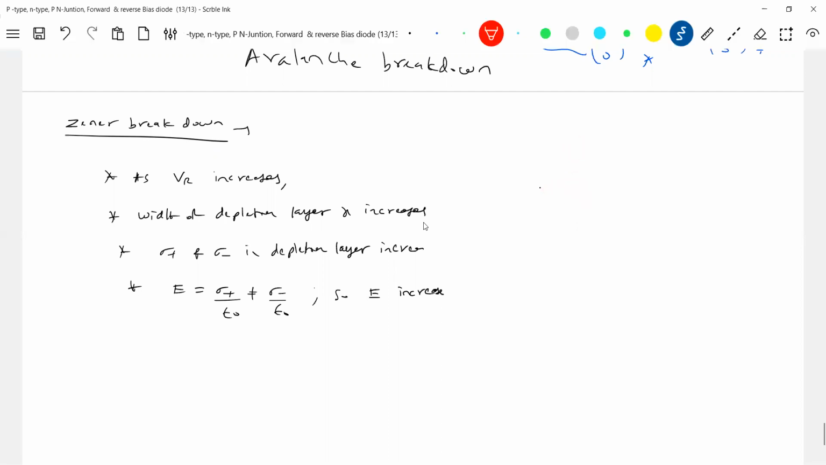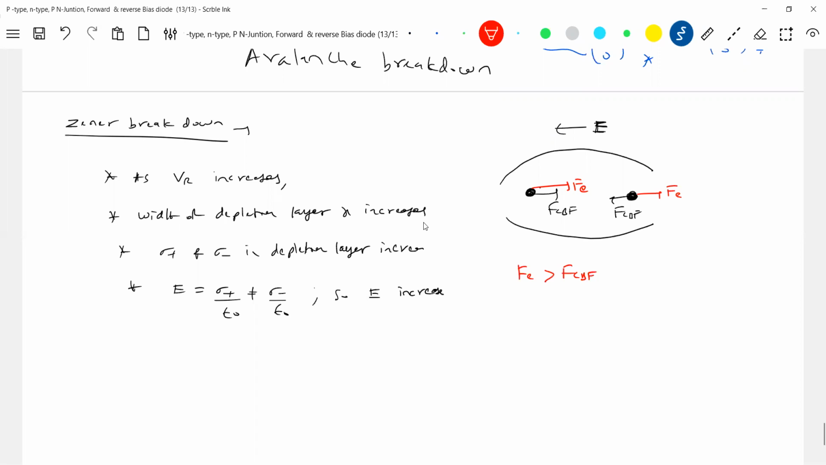And this is a diagrammatic explanation to make you understand. There's a covalent bond, there's a valence electron, it will be bound. Now there's an electric field, and it is increasing. The value will be such that at one instant this Fe will become greater than the covalent bond force. What is this Fe? Fe is equal to QE into E. When Fe becomes greater than FCB, the covalent bond force, then this covalent bond will break up and we'll get a hole.